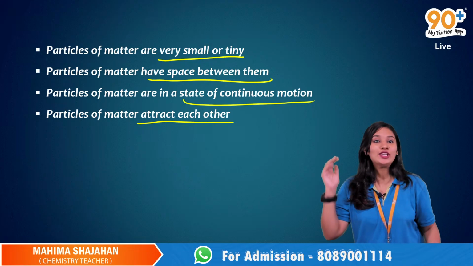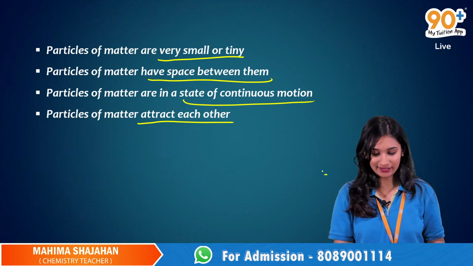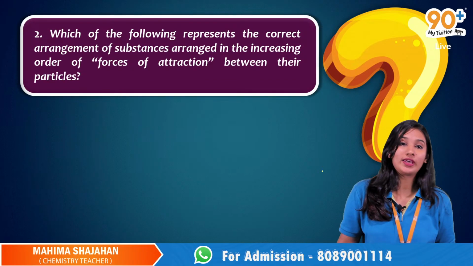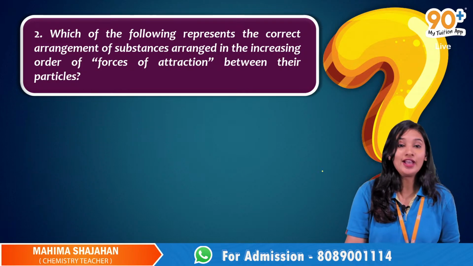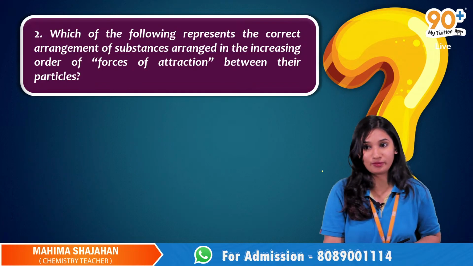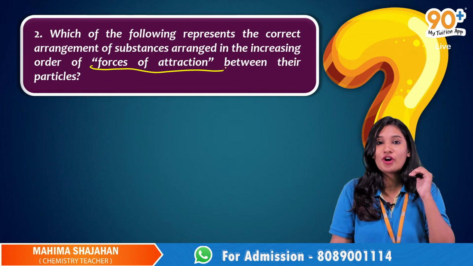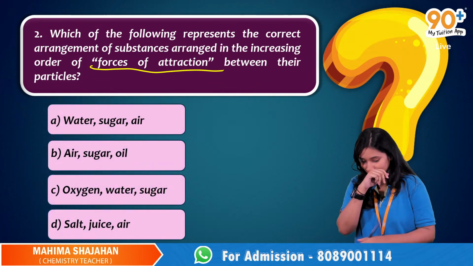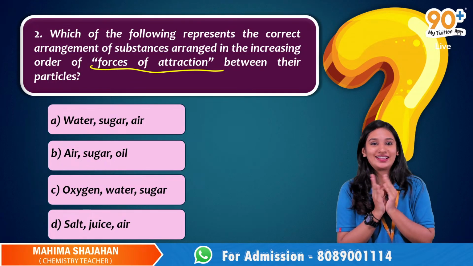All right. So, shall we move on to the second question? The second question is, which of the following represents the correct arrangement of substances arranged in their increasing order of forces of attraction between the particles? They've asked for the increasing order of force of attraction. So, what do you think the correct answer is?